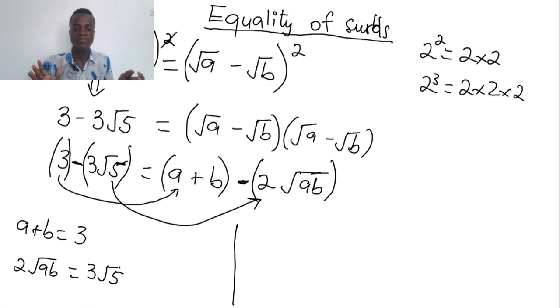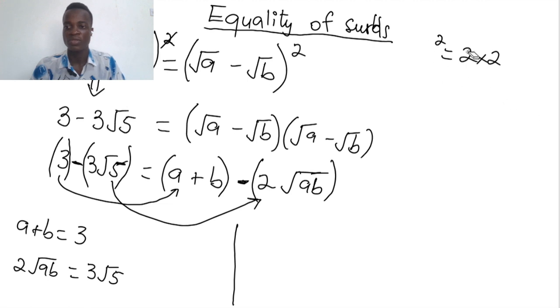Yes, so we simply equated both sides. Now let's compare or equate items that are common. Those that don't have square roots are equated to those that don't have square roots on the other side. Those that have square roots are compared to those that have square roots on the other side. That's the simplest way of doing that.